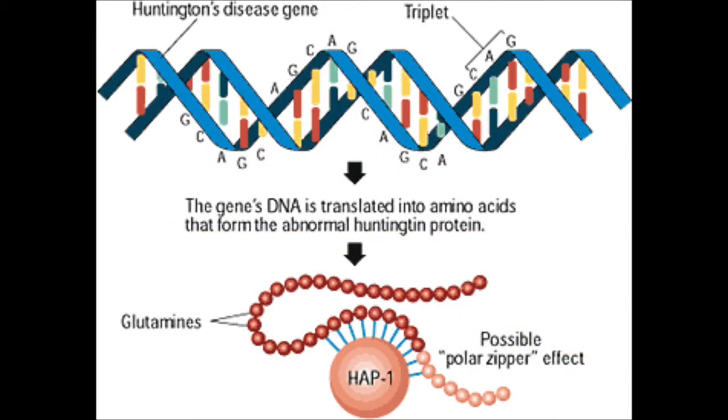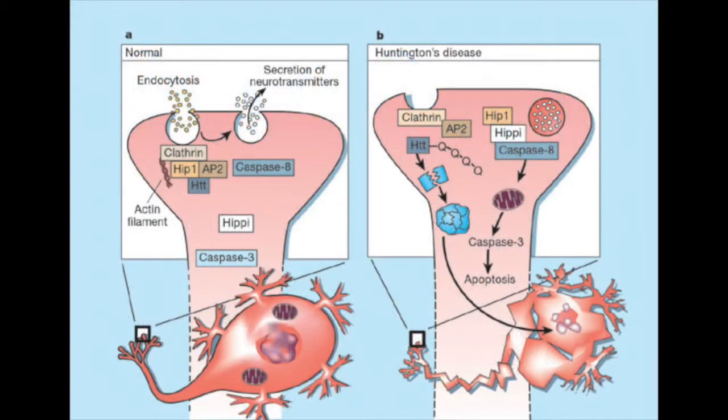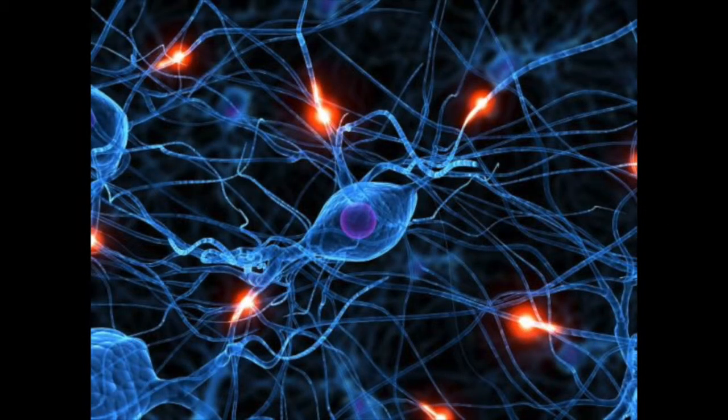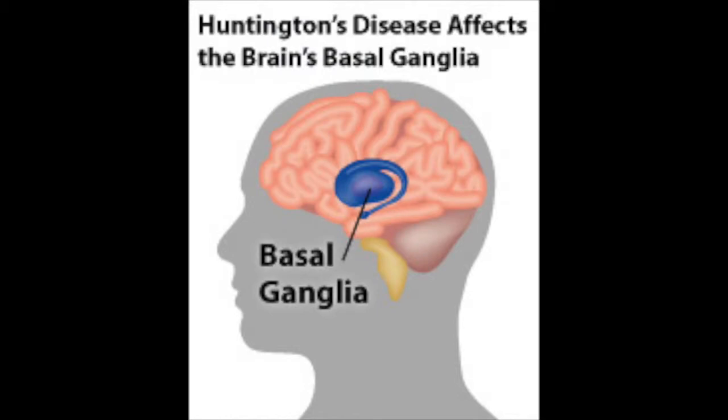The triplet repeat codes for an abnormal stretch of amino acids called glutamines. This change causes a tighter bond to a protein called HAP1. This protein is involved in cell packaging and vesicle transport. This defect in vesicle transport leads to localized neural cell death. It specifically targets and affects the nerve cells of the basal ganglia.